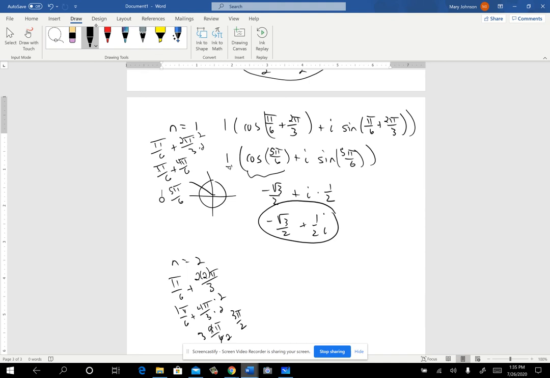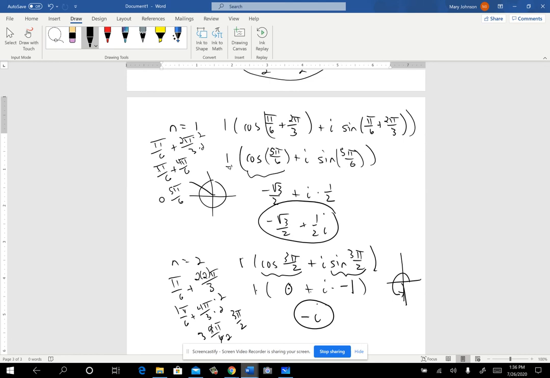So the third one turns out to be 1 cosine 3 pi over 2 plus I sine of 3 pi over 2. And 3 pi over 2, that's right there. So for that one, you can see that cosine would be 0 and that sine would be negative 1. Okay, so you have that. So that's 0 plus negative I. So basically just negative I for the third one. So there are your 3 roots.